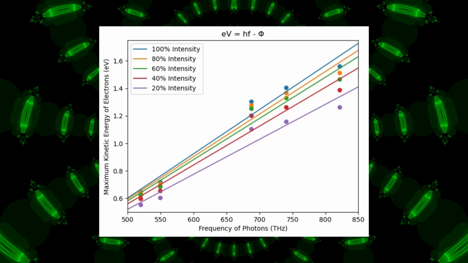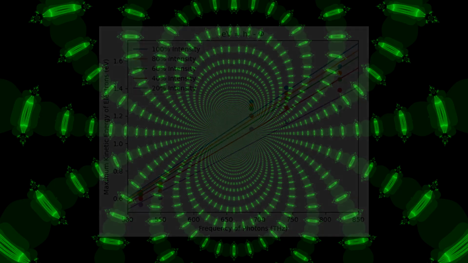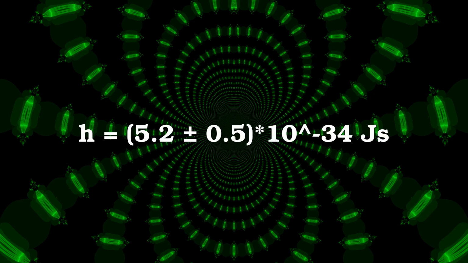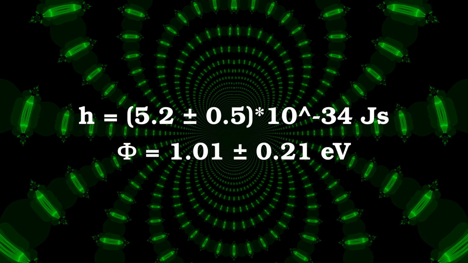Knowing this, we can conclude that our values from the 100% intensity measurements are the most accurate. This gives us a final measured Planck's constant of 5.2 plus or minus 0.5 times 10 to the negative 34 joule seconds, which is around 22% smaller than the official value, and a work function of 1.01 plus or minus 0.21 electron volts, which is in the right ballpark for materials used in vacuum photocells, which are often at most a few electron volts.